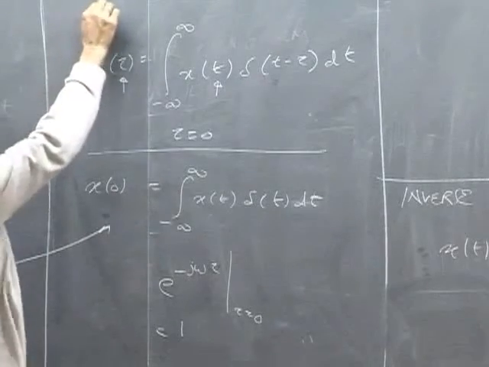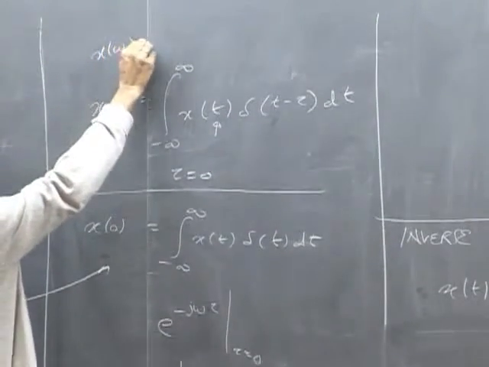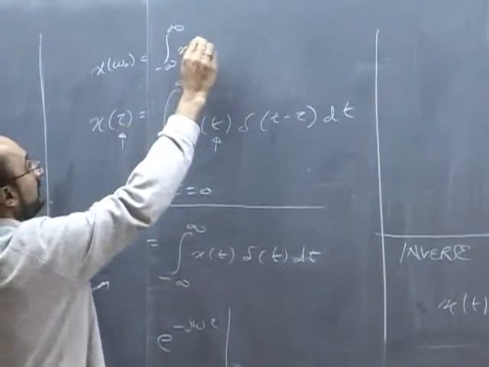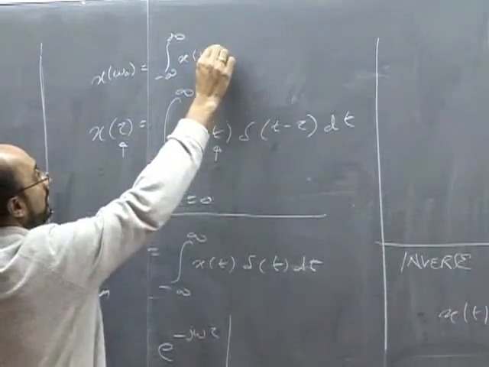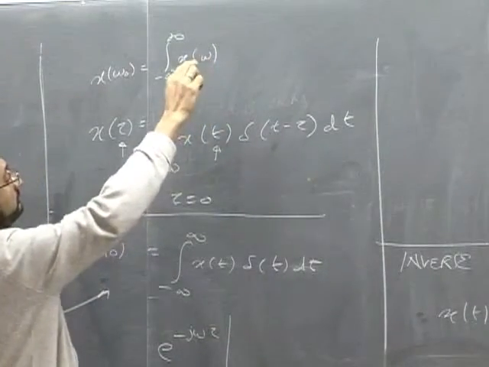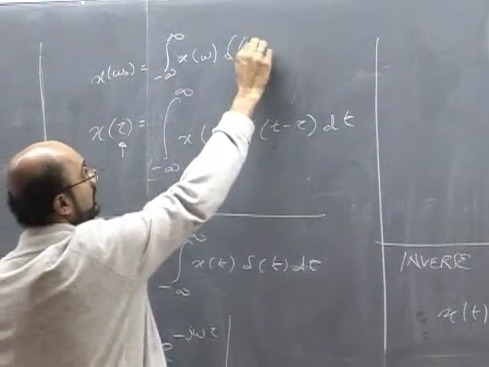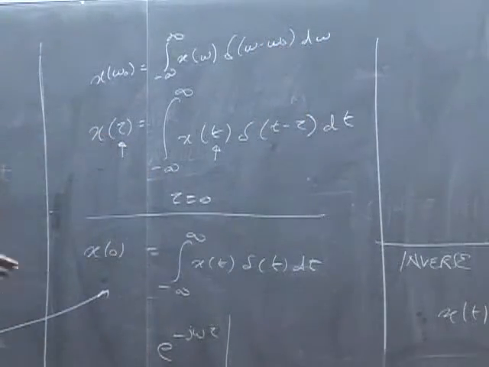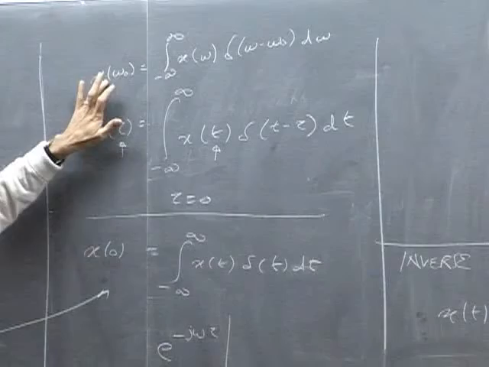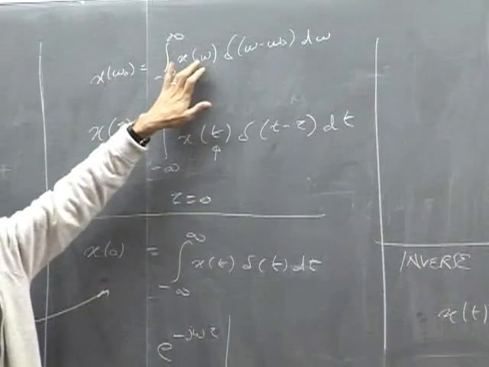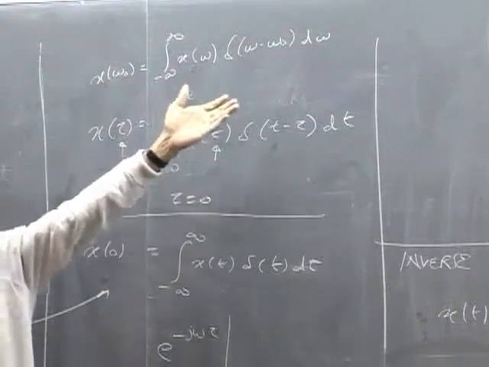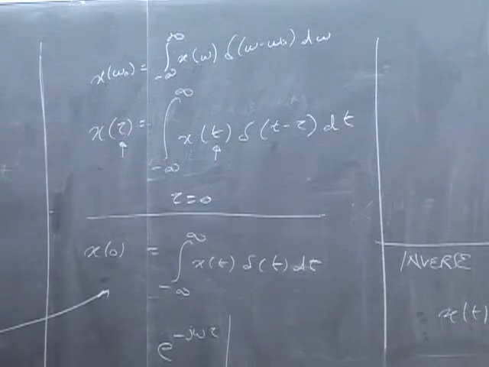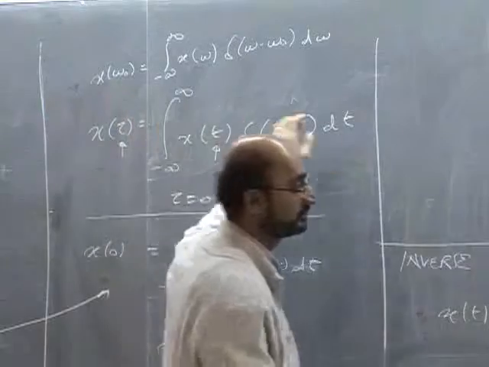So I'll get x of omega naught equals the integral from minus infinity to infinity of x of omega delta of omega minus omega naught d omega, right? I've just substituted tau as omega naught and t as omega, and this equation continues to hold because substituting symbols doesn't change it. It's just symbols. So then if I use this, I just plug it in over here.